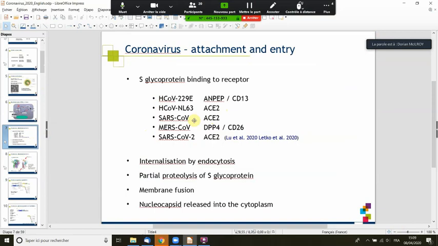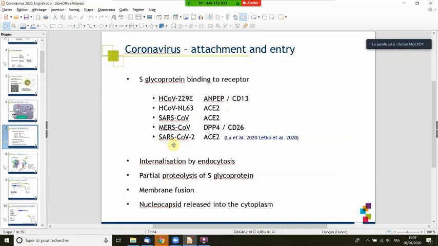This is one of the reasons why SARS-CoV-2 is more pathogenic, because the ACE2 receptor is expressed in the lungs in pneumocytes, which is not really the case for CD13. But on the other hand, human coronavirus NL63 also uses ACE2 as a receptor, so that's not the only determinant of pathogenicity. It has some contribution to why SARS-CoV-2 can provoke pneumonia, but it's not the only thing.